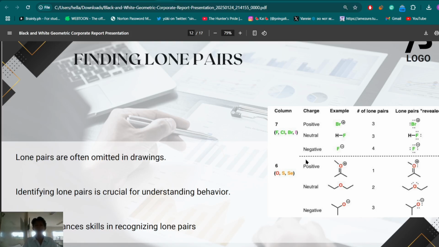Step by step to find lone pairs. Determine the valence electrons of the atom from the periodic table. Count bonding electrons, the electrons involved in bonds. Subtract bonding electrons from valence electrons to find non-bonding electrons. Step 4 is to divide the remaining electrons by 2 to get the number of lone pairs.